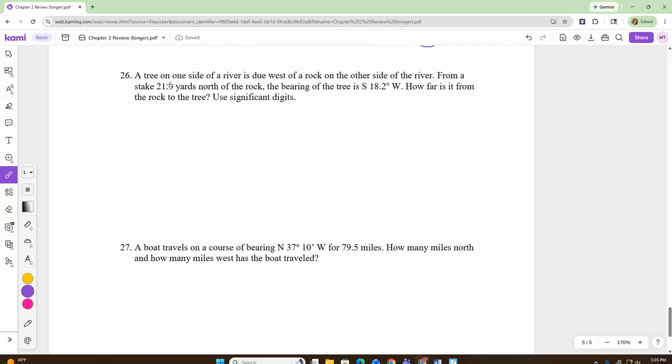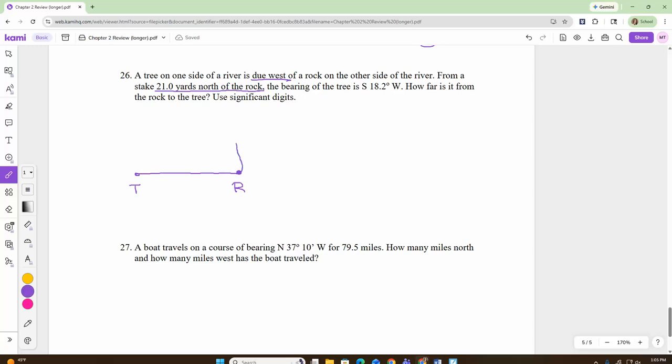So you have a tree on one side of a river, due west of a rock on the other side. What do I mean if I say due west? Straight across. So we have a tree and a rock. The tree is on the west. So here's my tree, here's my rock. From a stake 21 yards north of the rock. Here's the rock. The stake is 21 yards north.